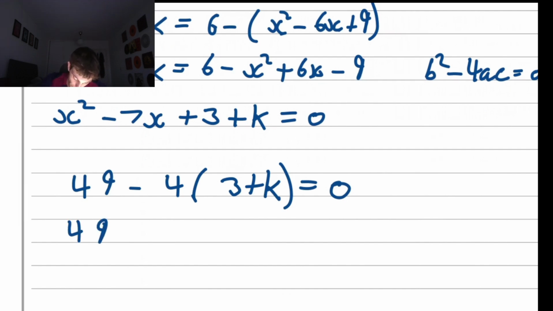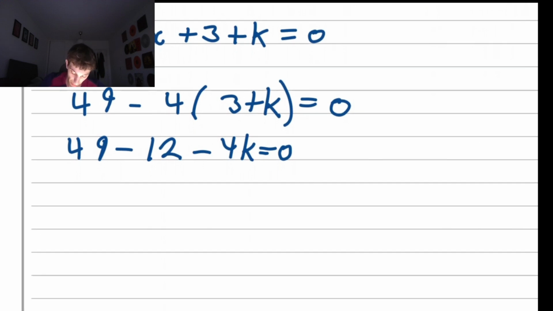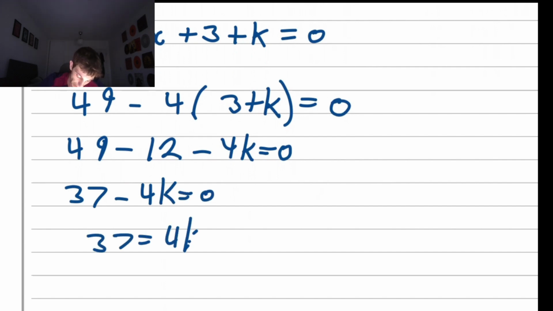So what do we have? We have 49, take away 4 times 3 is 12. Take away 4 times k, minus 4k equals 0. So what do we have? We have 49 minus 12, that is 37. And then minus 4k equals 0. So we have 37 equals 4k. Therefore, the value of k, so the y-intercept of this tangent to our quadratic, k will be 37 over 4.